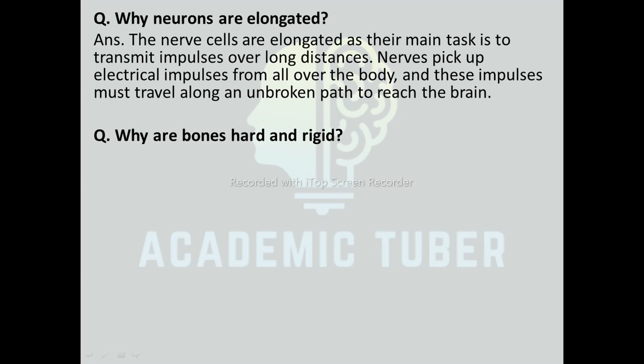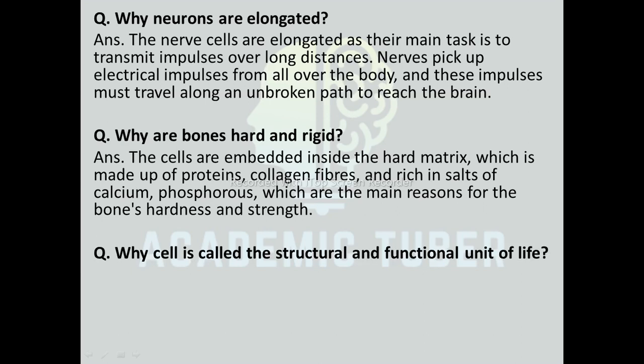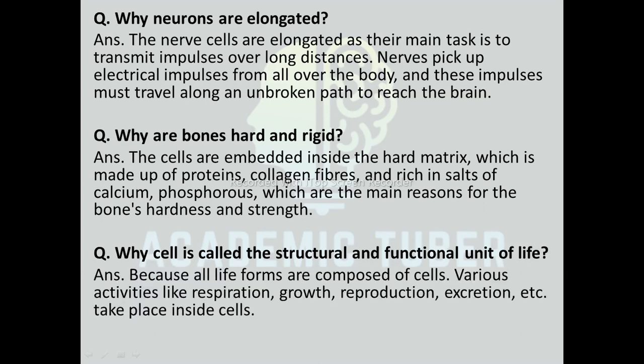Next question. Why are bones hard and rigid? The cells are embedded inside a hard matrix, which is made up of protein, collagen fibers, and is rich in calcium and phosphorus, which are the main reason for the bone's hardness and strength. Why is the cell called the structural and functional unit of life? The cell is called the structural and functional unit of life because all life forms are composed of cells. Various activities like respiration, growth, reproduction, excretion, etc. take place inside cells. By this, we have completed the notes of part 1, tissue, from the unit anatomy and life process.